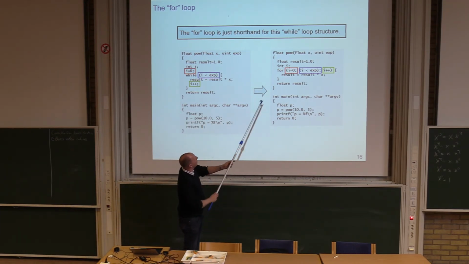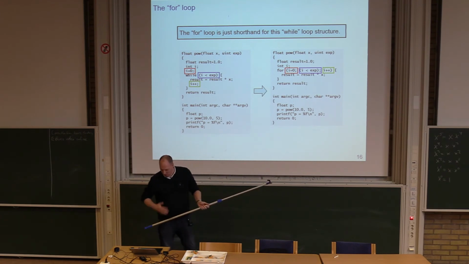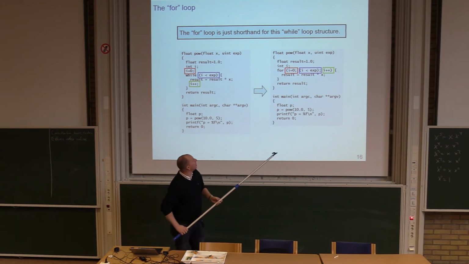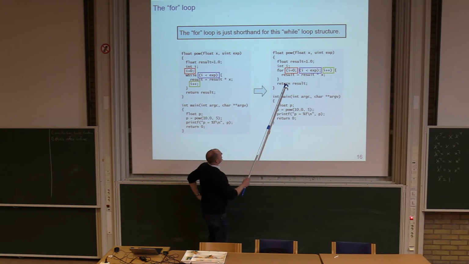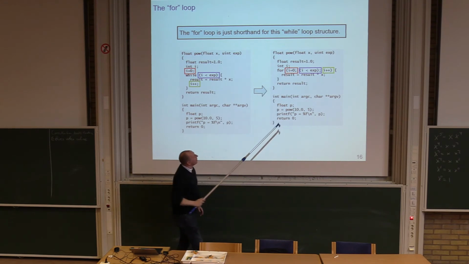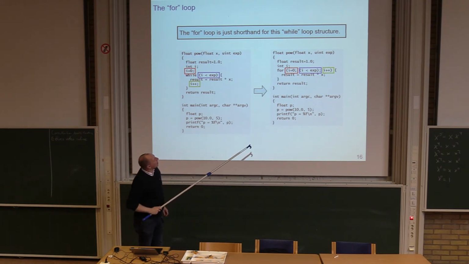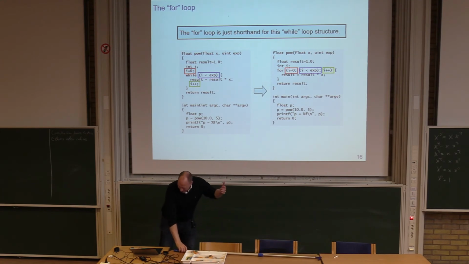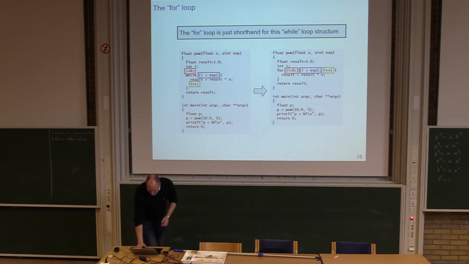So this is also a non-recursive solution. In this case, the only things on the stack are x and exp, and then the result and I variables. But you will only have one instance of those. Okay.